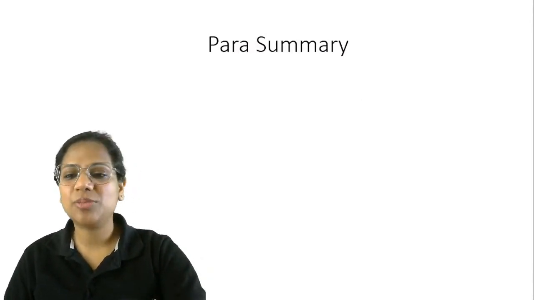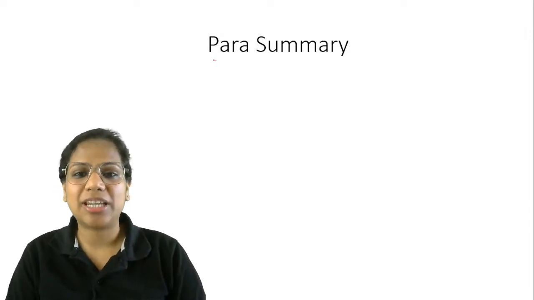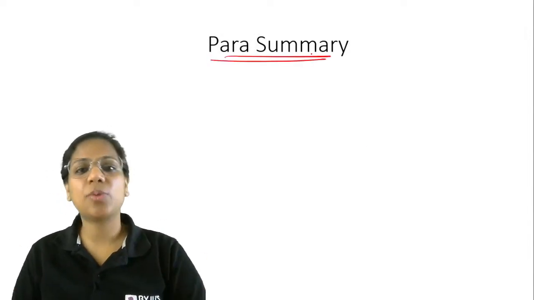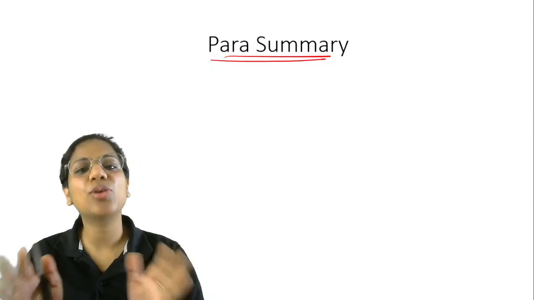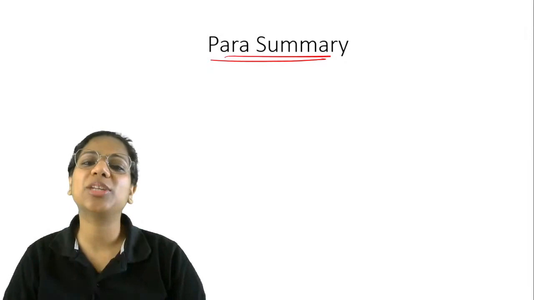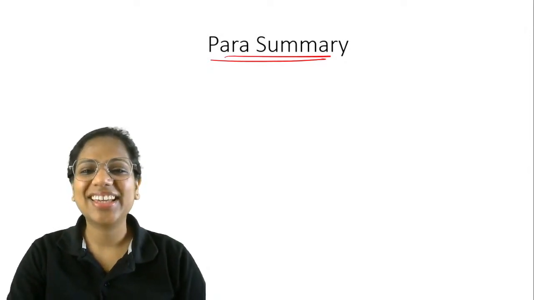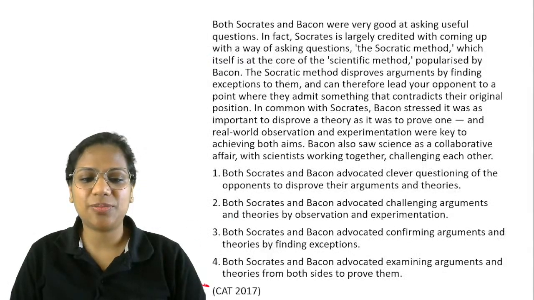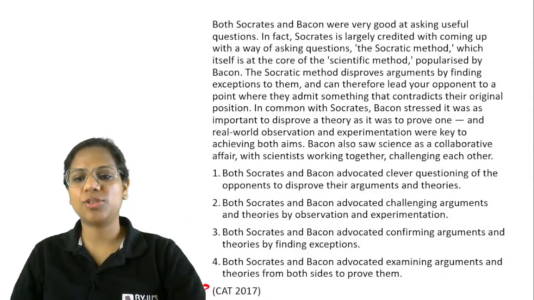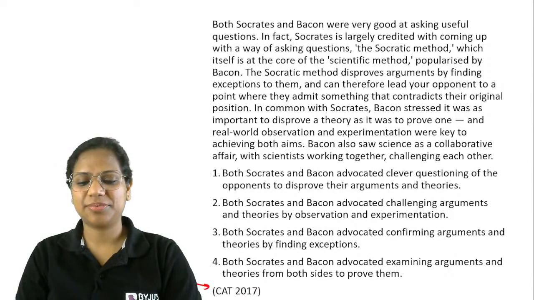Now somebody was asking me the techniques to attempt a para-summary question. Let's see this through a question itself. I'll throw a question at you, you attempt it, then I'll tell you how you had to look at that question, how you had to eliminate options. Okay, so let's go. This is your question. It's from CAT 2017. I've got one response. Others?